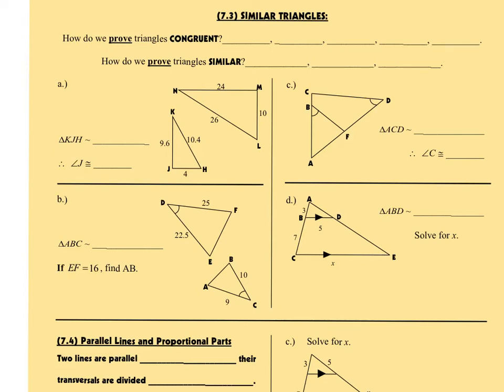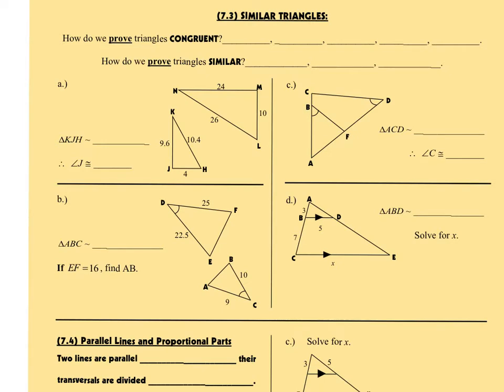Alright, folks, it's back in action here. In this video, we're going to look at two major topics. We're going to look at how to prove, don't worry, we're not going to write proofs, triangles are similar, and then we're also going to look at some special relationships that happen when we have parallel lines and transversals.